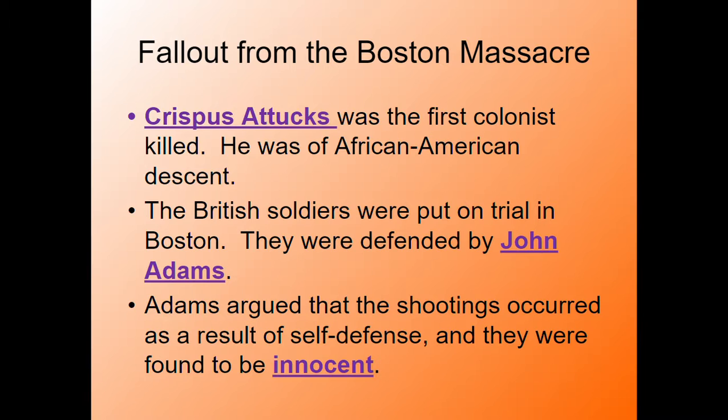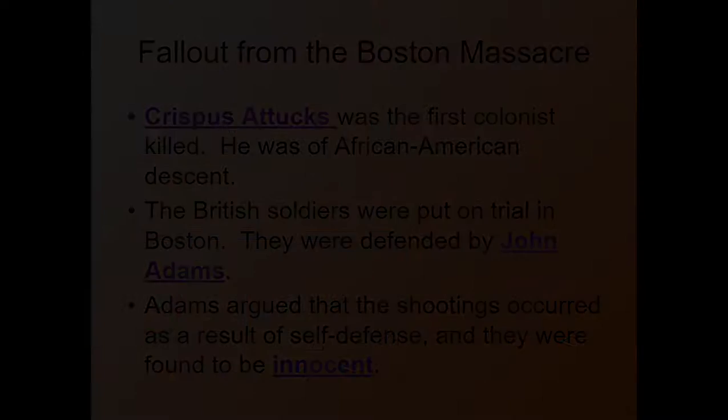The British soldiers would be put on trial. They would be tried, though, by the lawyer John Adams. And John Adams will defend them and get them off. John Adams felt that this was not a civil right of the colonists to do this. The shootings occurred as a result of self-defense, and they were found innocent by a court of colonists.